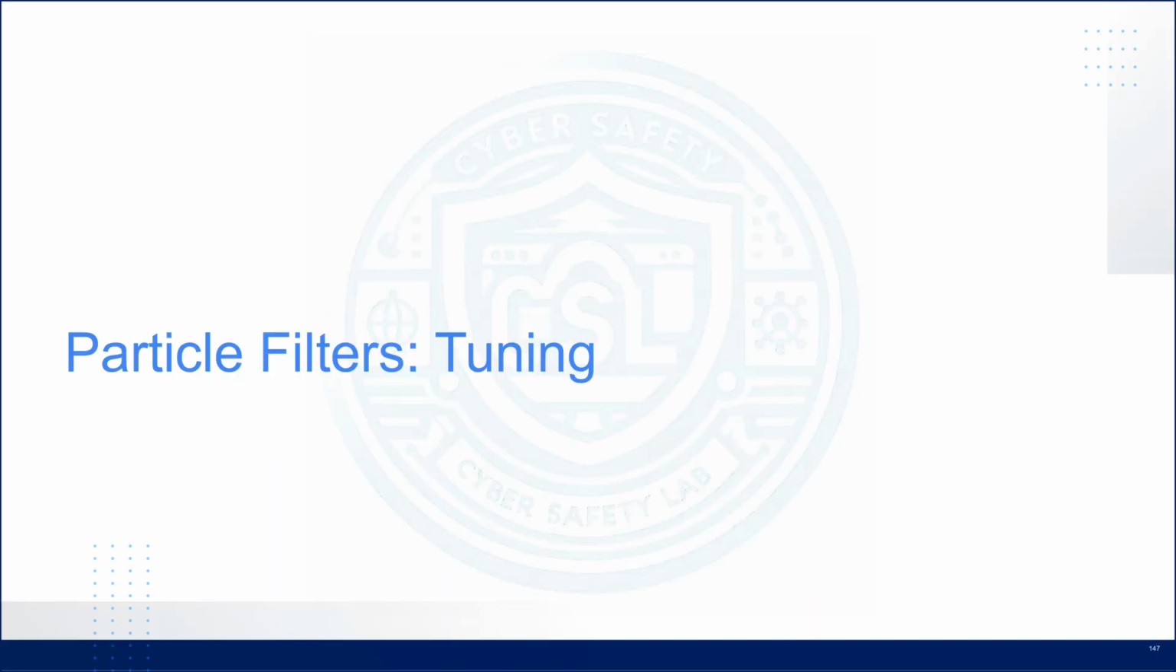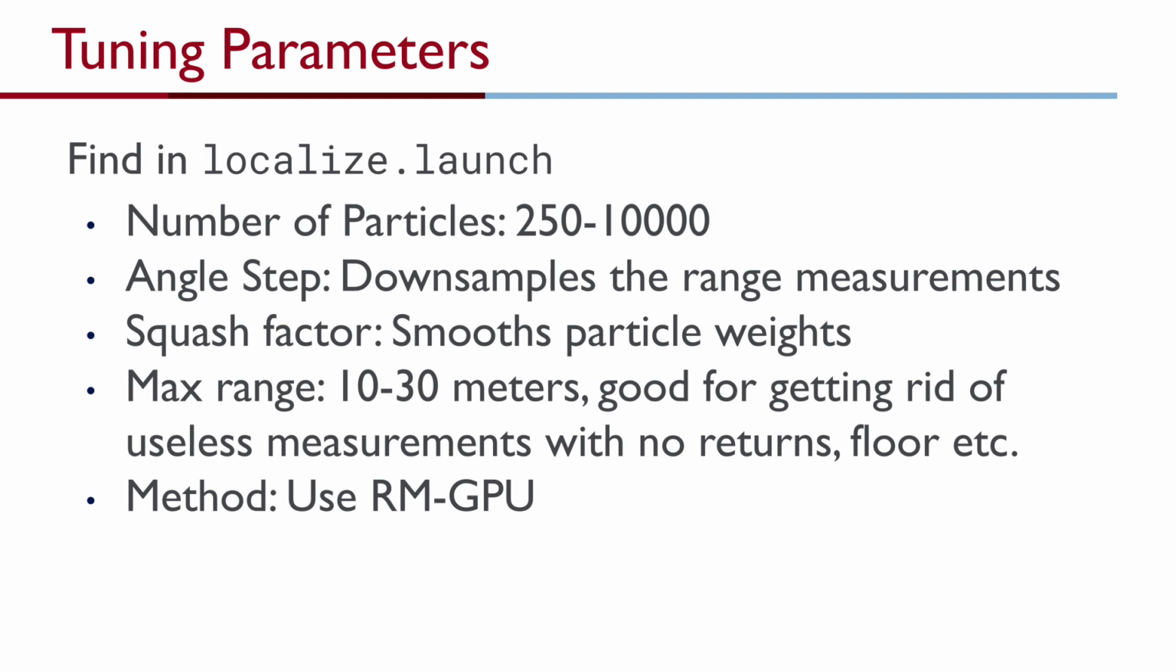In the next few slides, we will look at how to tune a particle filter. Even though the algorithm itself is powerful, its practical performance depends heavily on the parameters you choose. So let's walk through the most important tuning options one by one. The first major parameter is the number of particles. Using more particles improves accuracy, but it also increases computation.